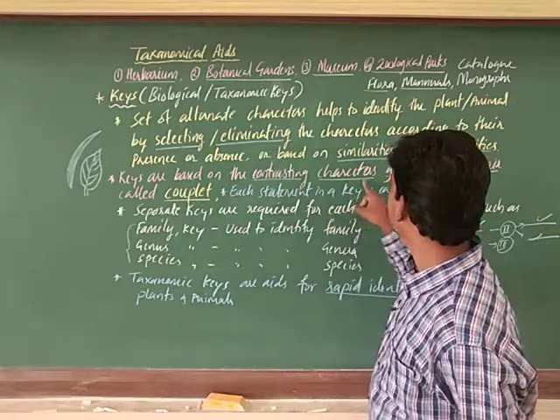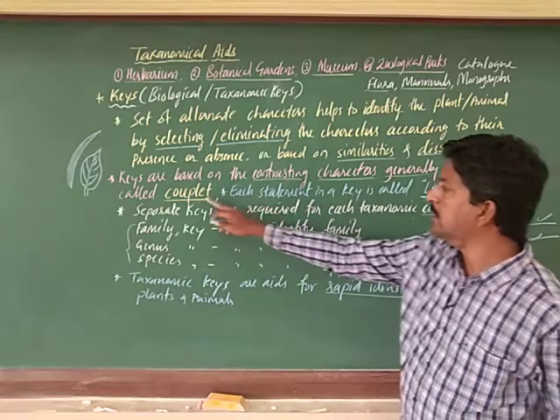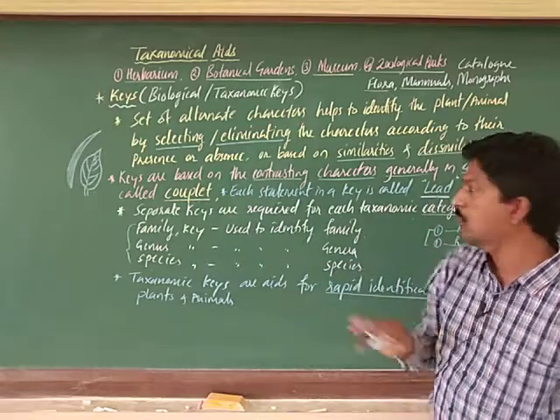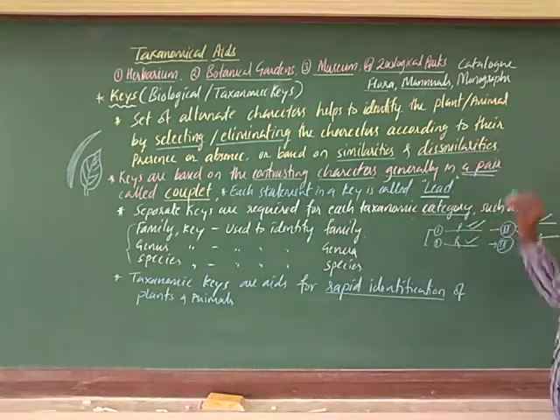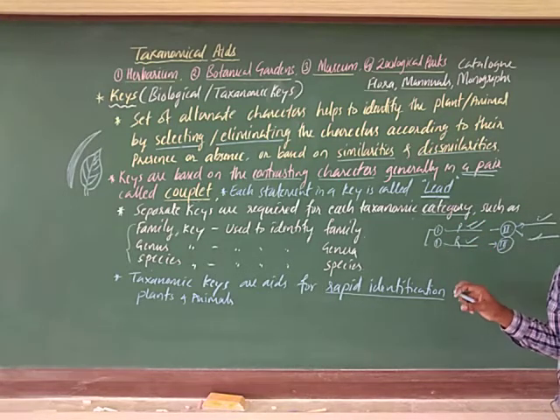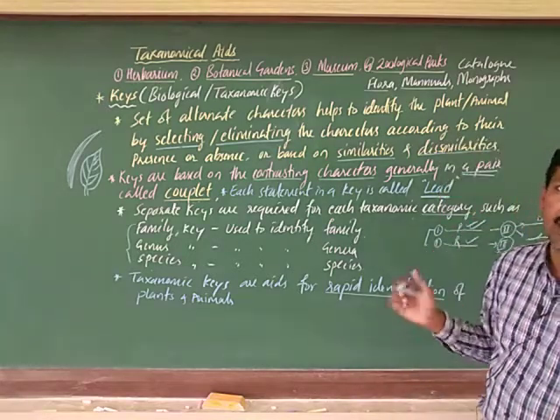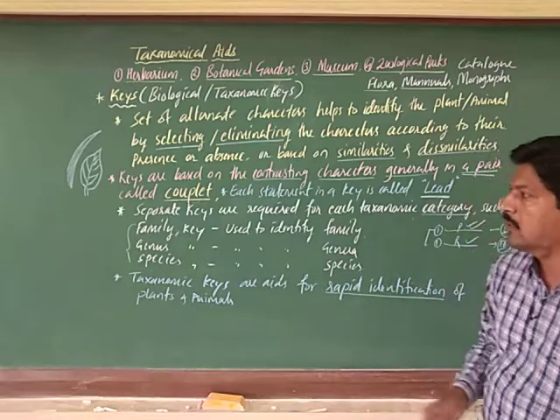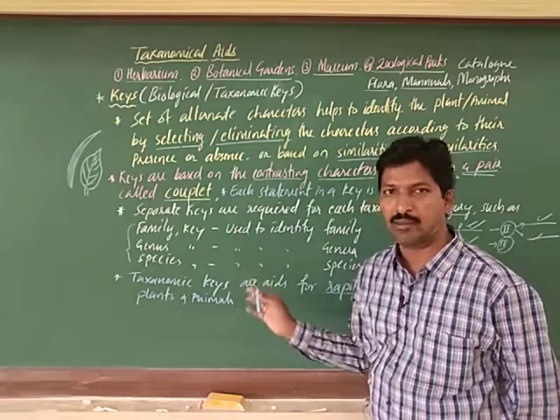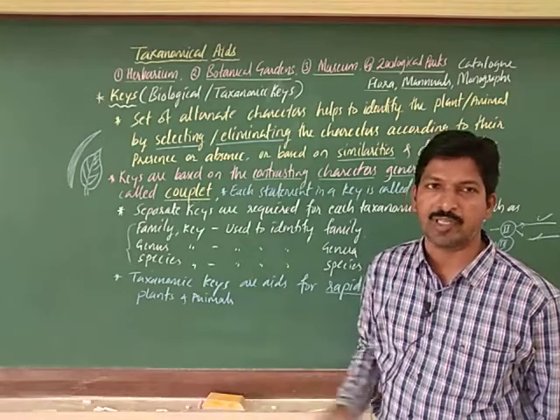Actually, contrasting characters, we can also refer to them as contrasting characters, or a set of alternate characters is known as a couplet, because they are in a pair. Why do we call it a couplet? Couplet means two, a pair, one and one in the same position. For each taxon, there is a set of a pair of statements. Based on that, one is selected and the other one is rejected or eliminated. And separate keys are there, like family key, genus key, order key. Species key is the last one. By that we can identify the scientific name only.